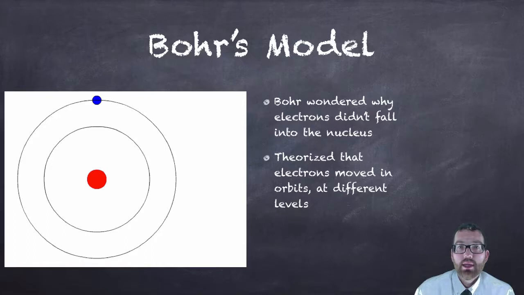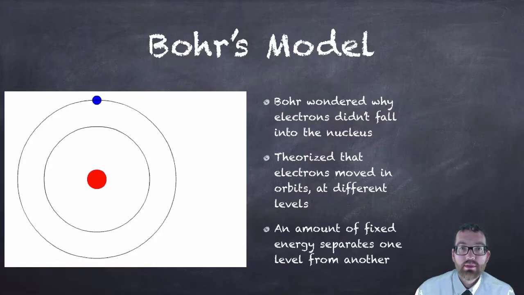He theorized that electrons moved in different orbits and that those orbits were at different levels. And a large amount of energy separates one from the other, a very specific amount. He called it a quantum of energy. So as the electron orbits, if it loses that specific amount, it goes to a lower level. And if it gains a specific amount of energy, it jumps to a higher level. And that helped explain some of the chemical behaviors of atoms during chemical reactions.